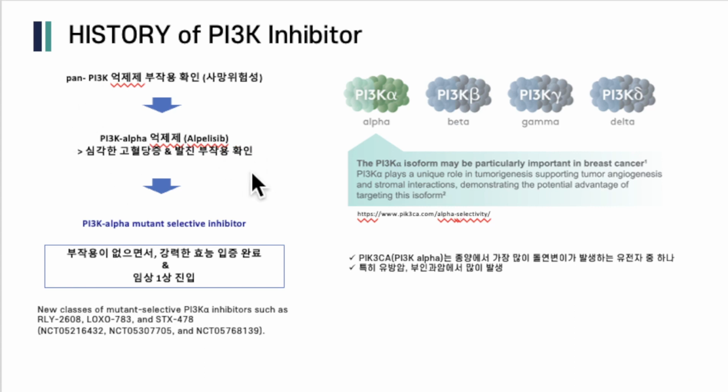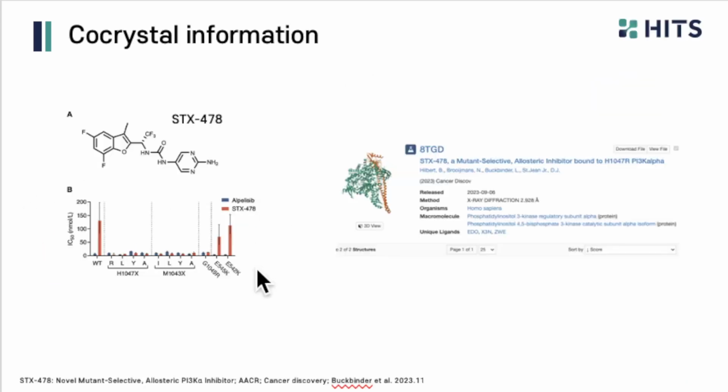The cause was identified as a side effect because it inhibits not only the mutated type of PI3K alpha but also the wild type. Later on, PI3K alpha mutant selective inhibitors have been studied, which selectively inhibit only mutations in PI3K alpha. The research that had been done was very limited. The structure of co-crystals bound to drugs and proteins is also unknown. But in September of this year, STX478 co-crystal X-ray information has finally been released to the PDB. STX478 is in phase 1 clinical development at Storm Therapeutics, so it makes it easier for various computational approaches to be taken.